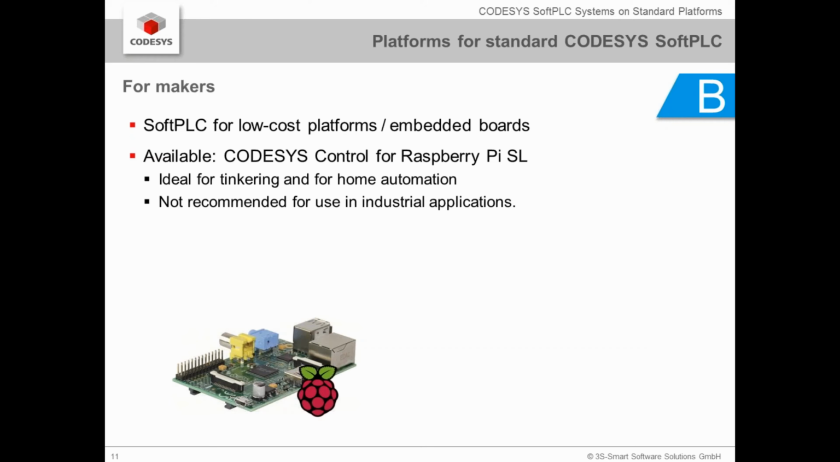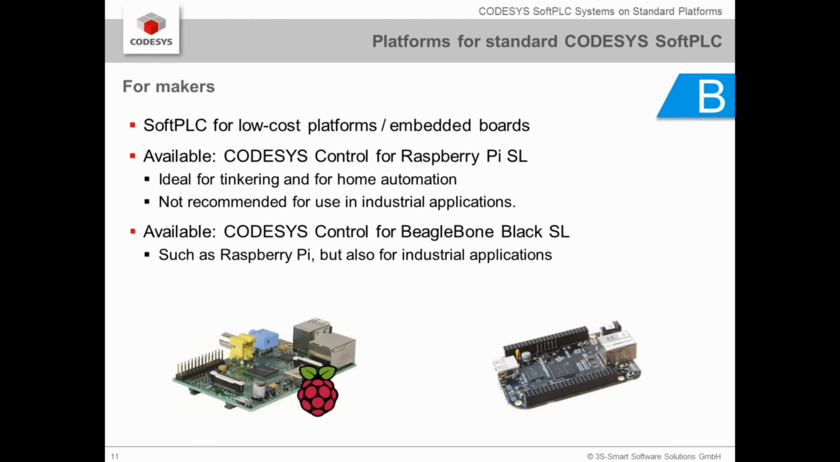There are more than 4 million devices sold around, and even with CODESYS on board, there are lots of such devices already in use. It's ideal for tinkering, for makers, and for home automation. Due to the hardware properties of that device, we cannot really recommend it for use in industrial applications.